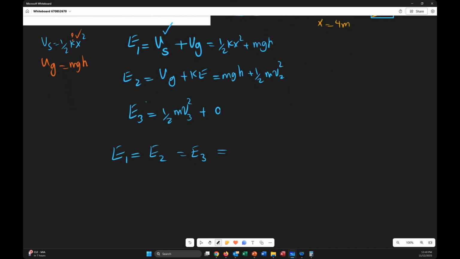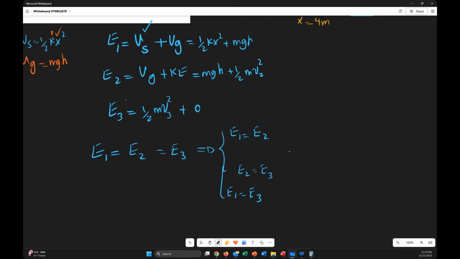I put these two by two equal each other. E1 equals E2, yes? And E2 equals E3. Or even you can just say E1 equals E3, yes? Can we do this? Okay.